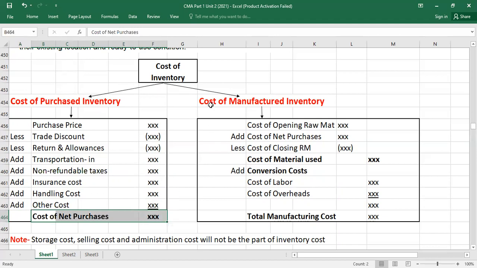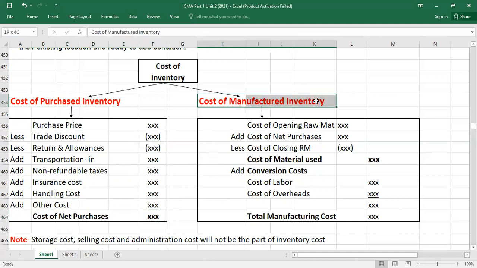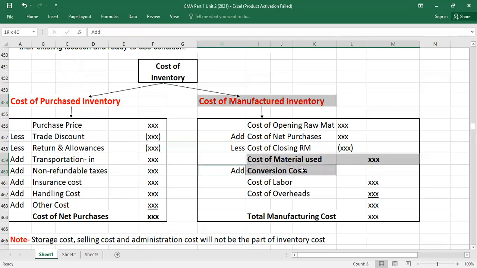Now we are going to talk about which items will be included in the cost of manufactured inventory. So usually, this is for the manufacturing organization, how they can calculate the manufacturing cost. So usually manufacturing cost includes the cost of material used, which I will talk about how we can calculate, plus conversion cost. I will also talk about what the conversion cost is. So let's have a look first. How can we calculate the cost of material used?